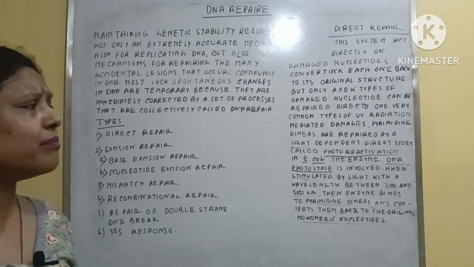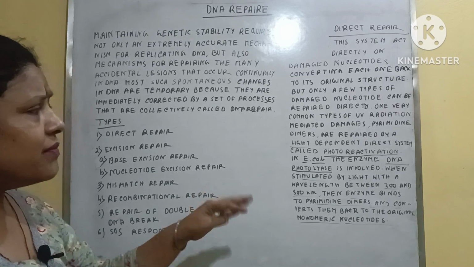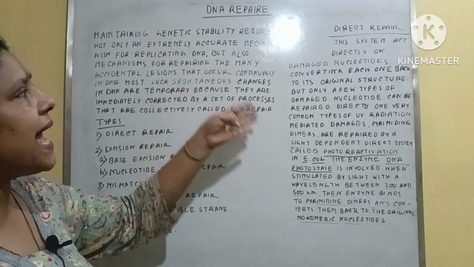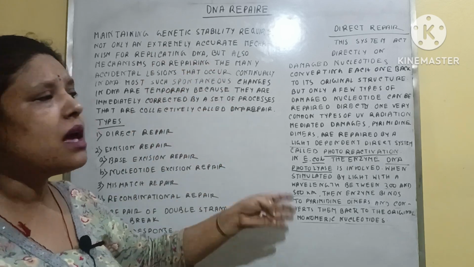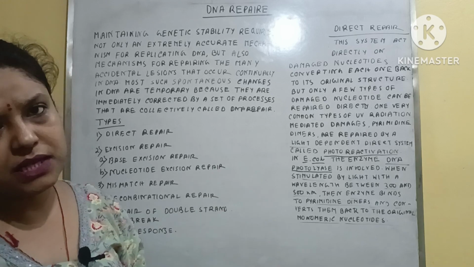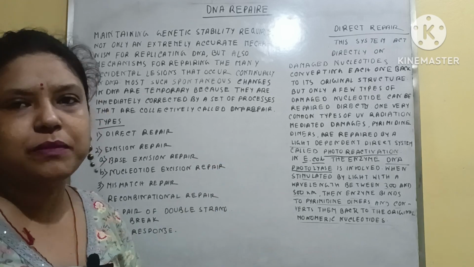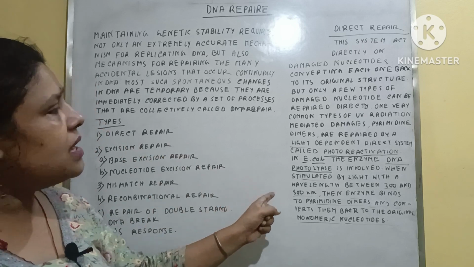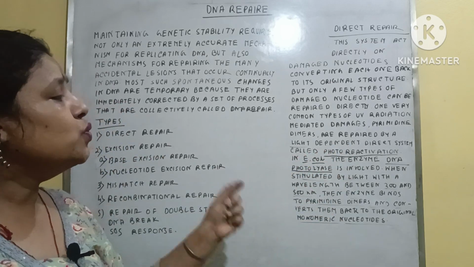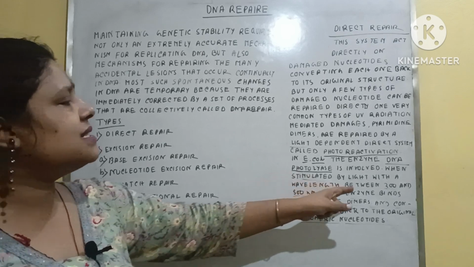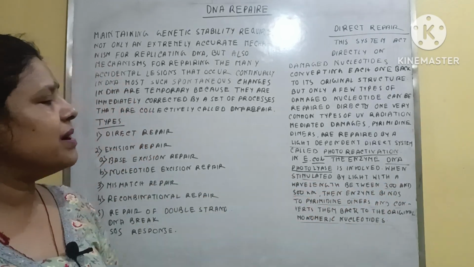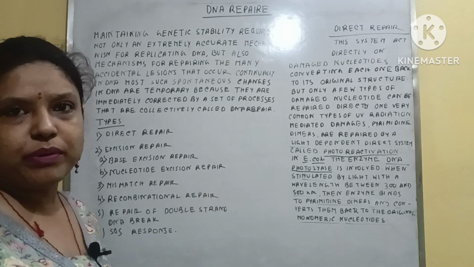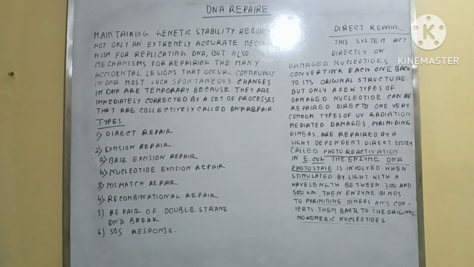There is another example also, and I will explain after wrapping up this whole thing. So this is the direct repairing process by which the damaged pyrimidine nucleotides are totally repaired. The enzyme is the DNA photolyase, and the important wavelength is between 300 and 500 nm. So this is the direct repair, and we will learn another example just after this process.